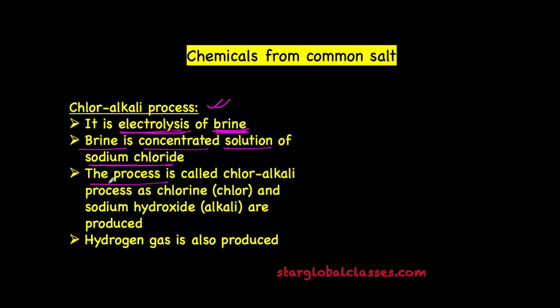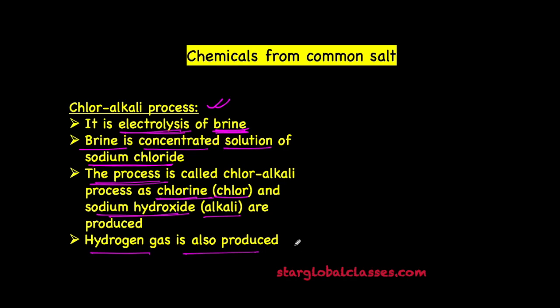During the process, different products are formed like chlorine and sodium hydroxide. Because of chlorine we call it chlor, and because of sodium hydroxide it is known as alkali. So the process is known as chlor-alkali process, because in this process chlorine and sodium hydroxide are produced. Hydrogen gas is also produced in this electrolysis process.